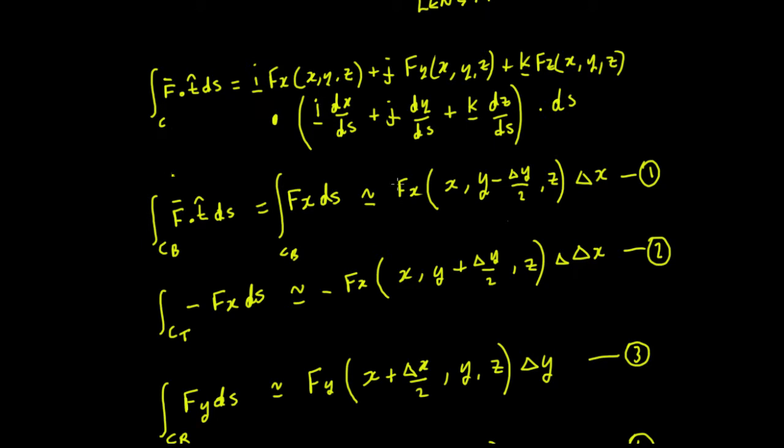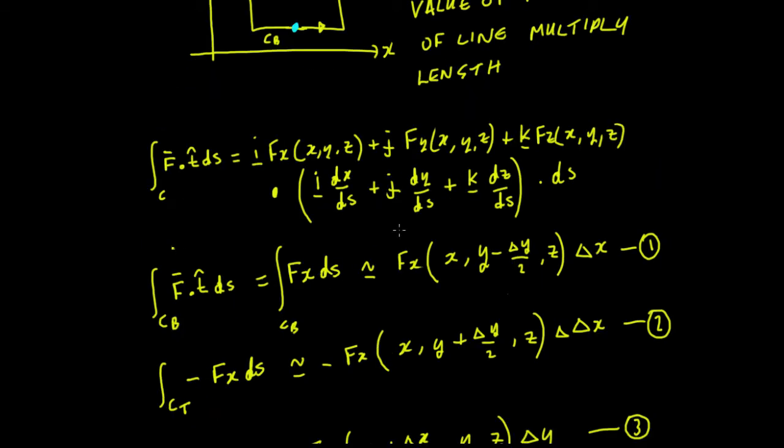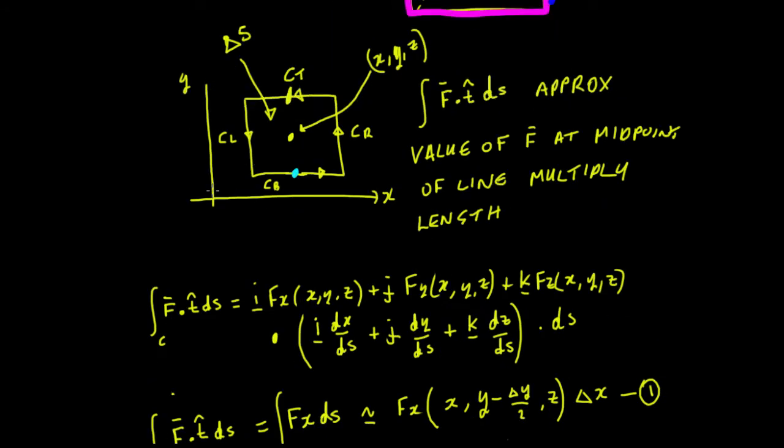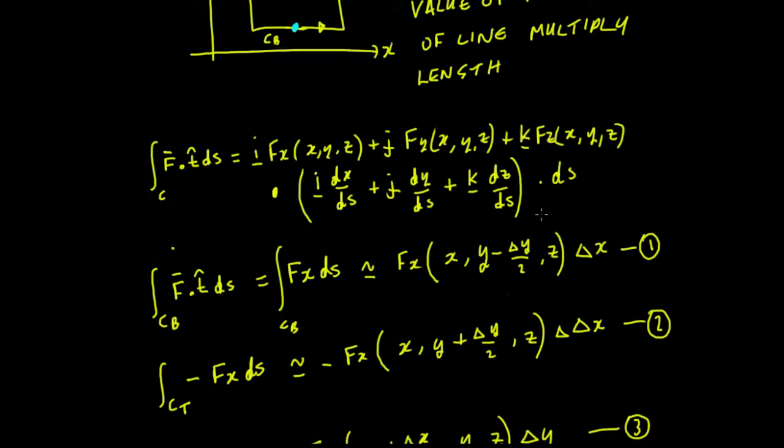We take the x component of the vector field halfway along the line and then multiply it by the length of the line. So halfway along the line, we've got to come along x, and we've got to come up y to get to the centre, but then we've got to take minus delta y up in 2 to get to that point, and the point z is the same, and then we've got to multiply that by delta x.